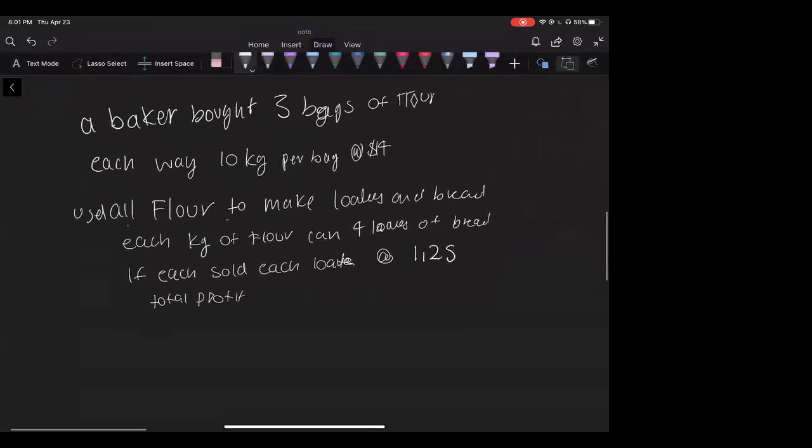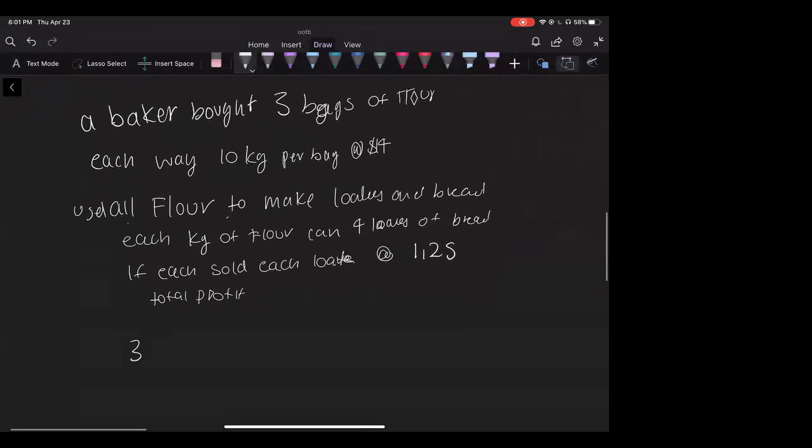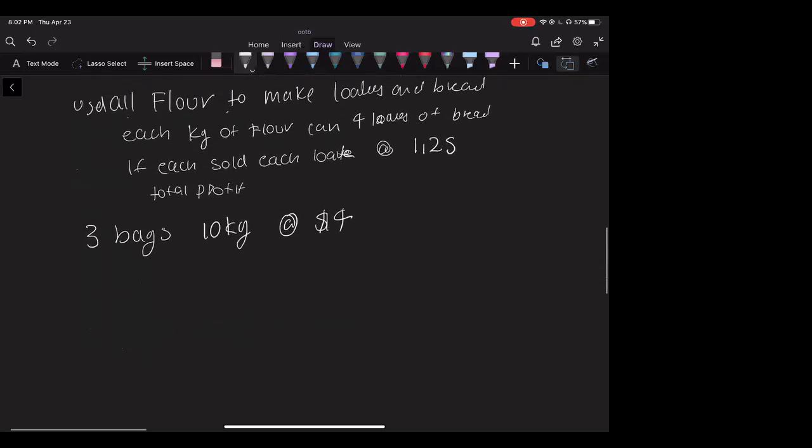So the first thing when you have a word problem is take out all your important information. So 3 bags, which are 10 kilograms each, at $4. That's our first piece of information. Second piece of information, 1 kilogram makes 4 loaves.